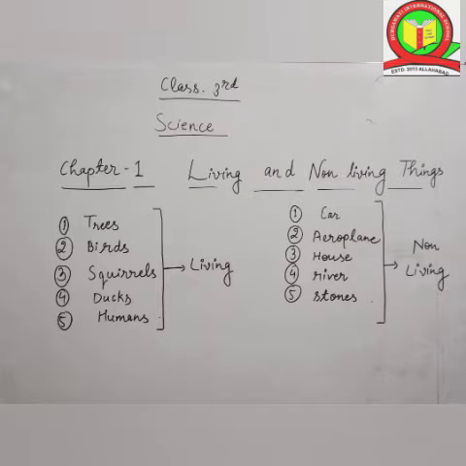These things are called living things. And the other one is car, aeroplane, house, river and stones. These things are called non-living things. As you can see in the picture, living things can move, living things can grow, they can reproduce, they can respond or feel, and they also need food. And the non-living things, they do not need food, they do not grow, they do not reproduce, they do not respond or feel anything.